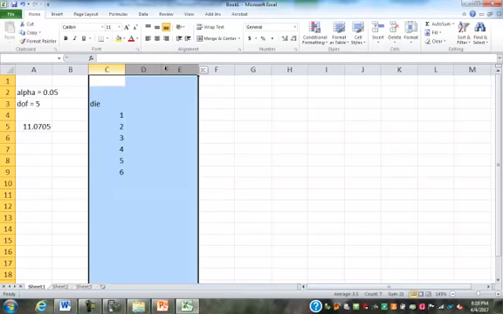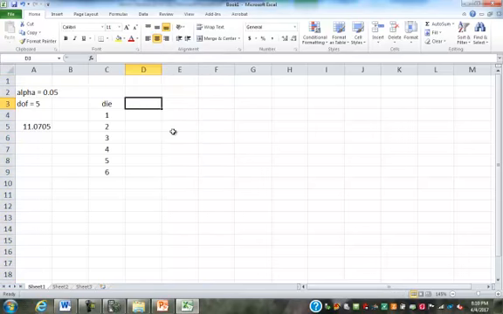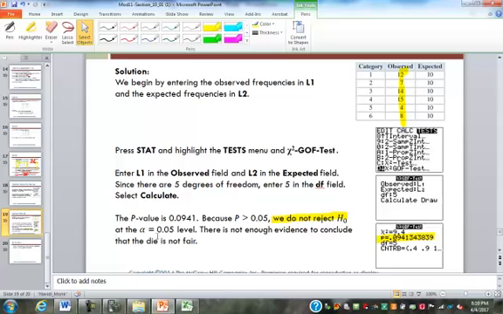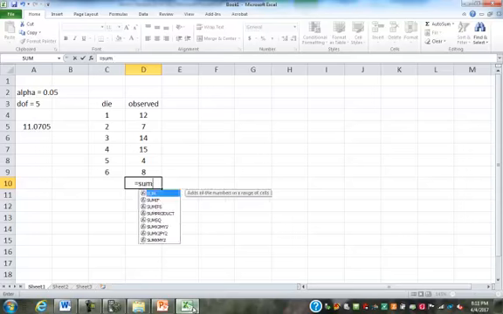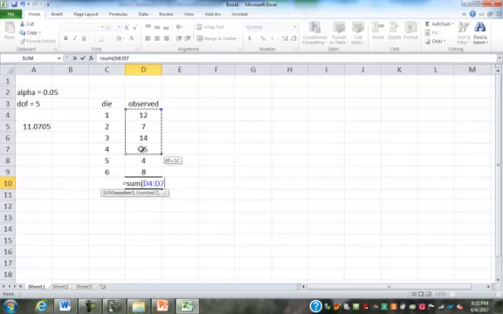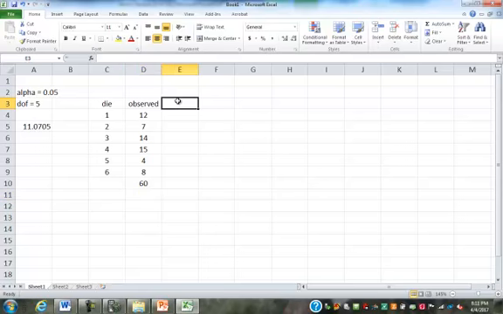So here, if we're looking at the values on our die, let's do our observed values: 12, 7, 14, 15, 4, and 8. Just to double check, I'm going to put a sum in there just to make sure that's 60. And it is. Our expected is going to be 10 for all of them. You can see that's a sum of 60 as well.